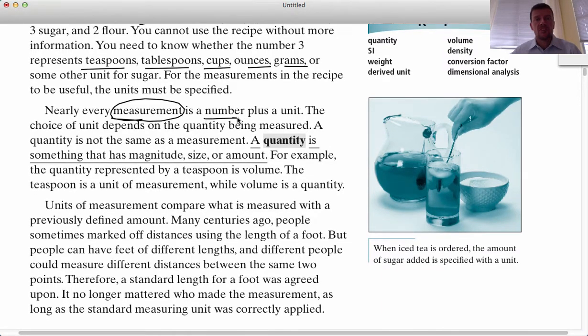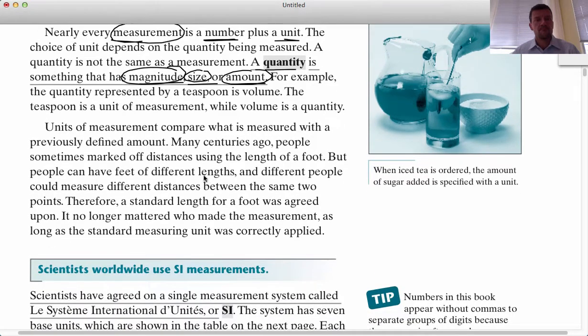Anytime you take a measurement, you're going to have a value and you have to put down the units. It is a must. A quantity is something that has magnitude, size, or amount, and anytime we measure the size, amount, or magnitude of anything, we have to make sure that we have units attached to it. Those units are man-made, understand. The units of measurement compare what is measured to what has previously been defined as a certain amount, defined by the scientific community. These are universally accepted values that can be applied anywhere in the world.